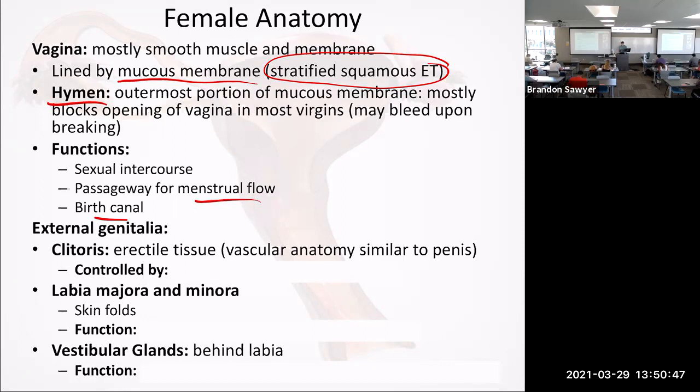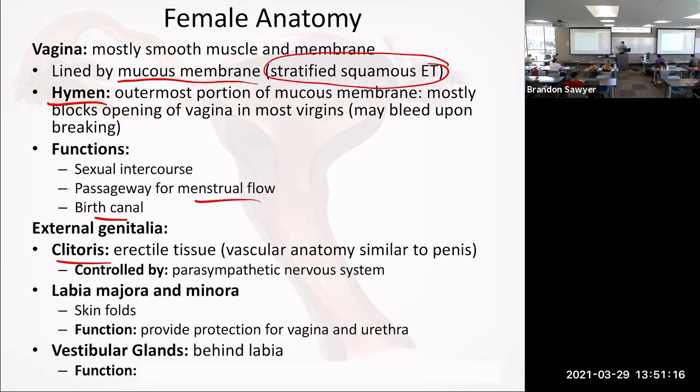And then the external structures that we'll see there on the next slide. The clitoris is erectile tissue, very similar to the setup in the penis that we talked about last Wednesday. So that vascular anatomy is almost the same. Erection occurs via the parasympathetic nervous system, just like in males. And then there's the labia majora and labia minora. These are skin folds that provide protection for the vagina and the urethra.